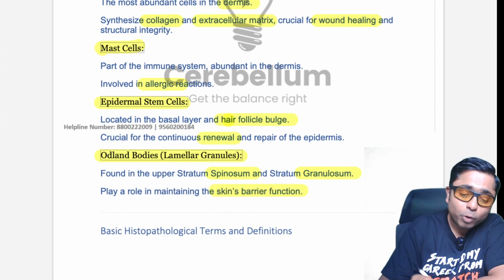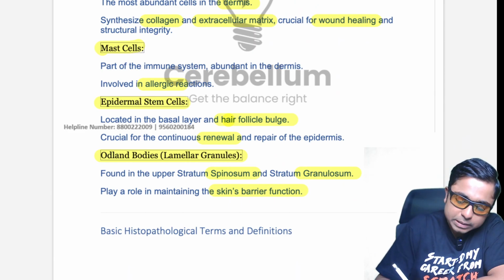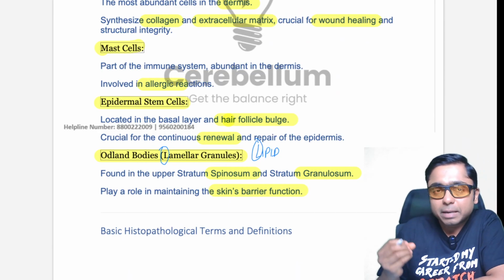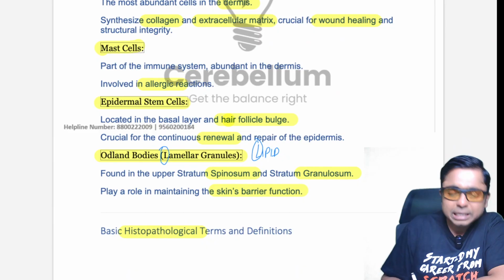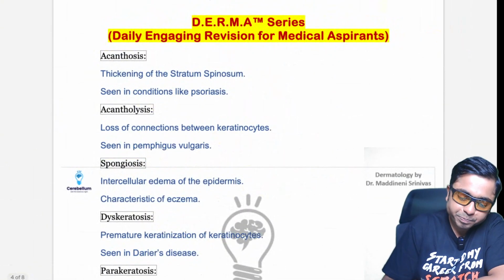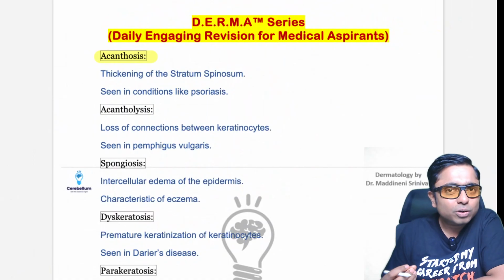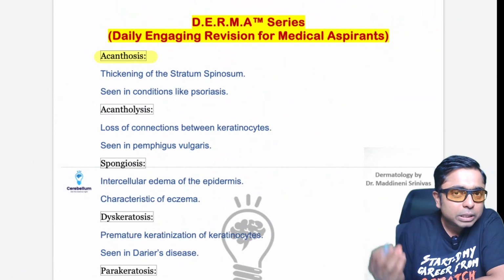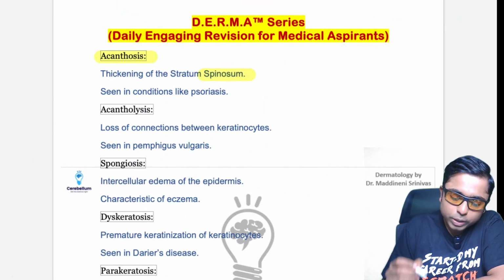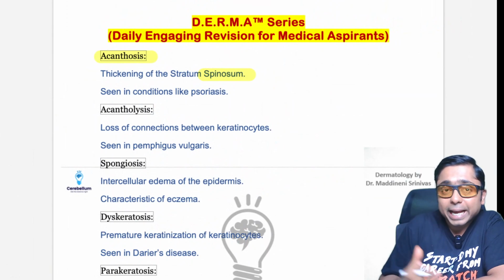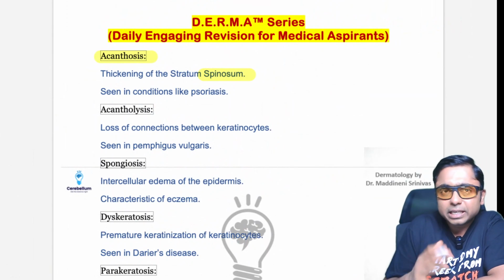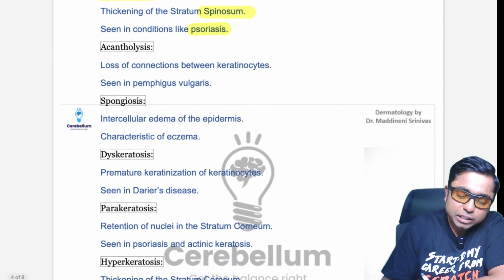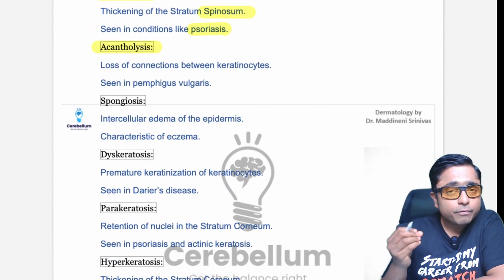How do they play an important role? L for lamellar granules and L for lipid: they produce a lipid which acts as an important skin barrier. Now coming to certain histopathological terms which you have to know. Whenever you hear acantha, you might wonder what it is. Whenever you want to describe something related to the stratum spinosum, you can use the term acantha. So acanthosis is thickening of the stratum spinosum, and it is seen in patients with psoriasis if you take a biopsy. Next is acantholysis. I hope you have heard this term, very important.